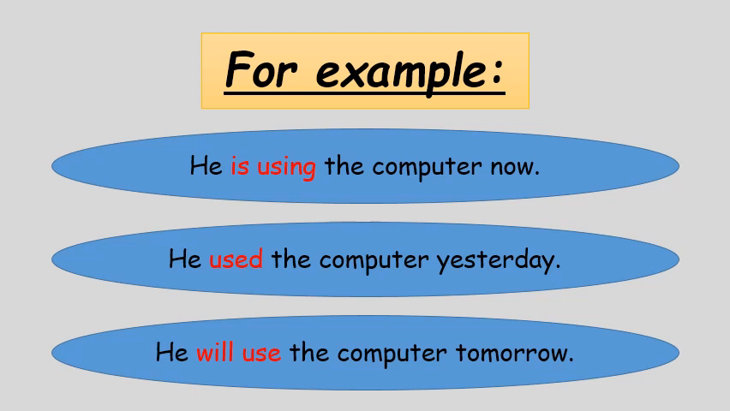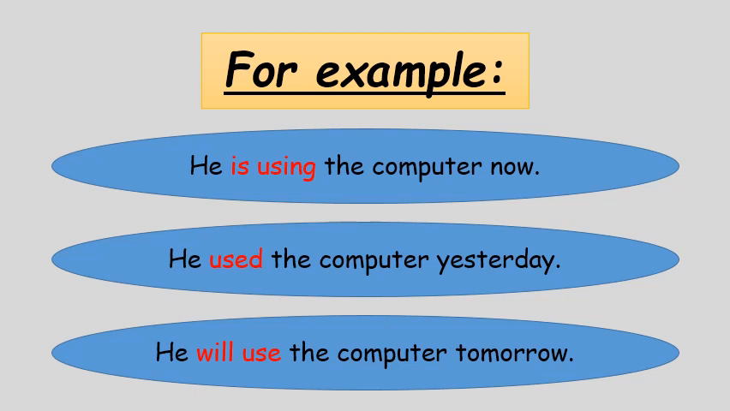The same verb use is used in all these sentences, but we find different forms of the verb in the sentences. The form of verb in the first sentence, using, refers to the present time and shows that the action is continuing. The form of verb in the second sentence, used, refers to the past time and shows that the action is completed. The form of verb in the last sentence, will use, refers to the future time and shows that the action will complete.